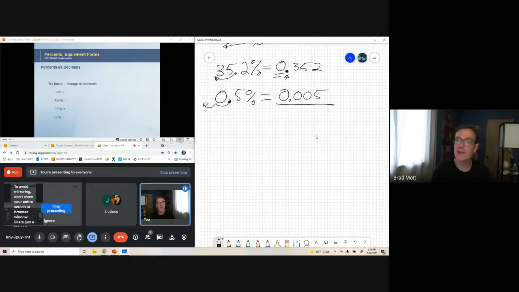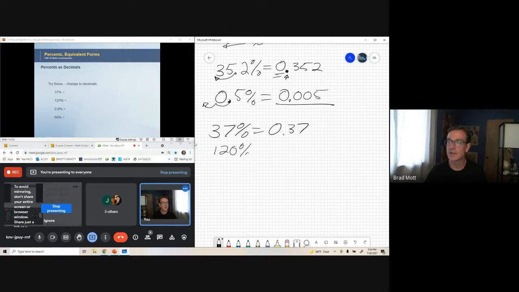So if you can write percentages as decimals, of course you can write them the other way too. Let's practice a little more. So 37% is the same as 0.37. 120% is the same as 1.2. And let's just do one of these. 0.8% is the same as 0.008. I did the exact same thing. So just be careful about those types of conversions.